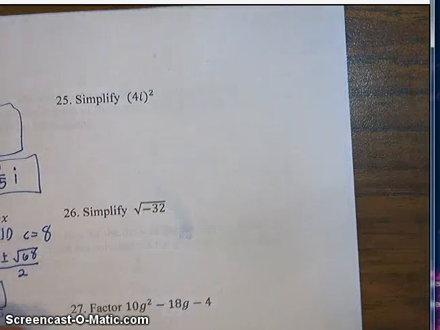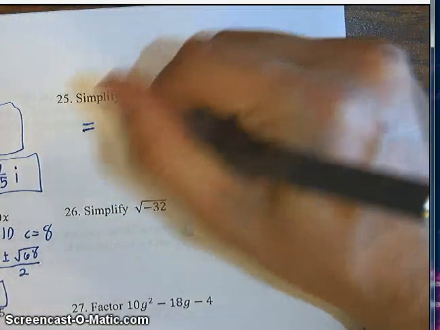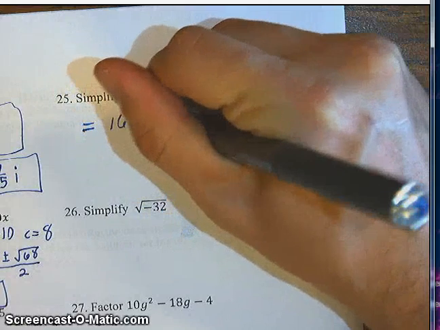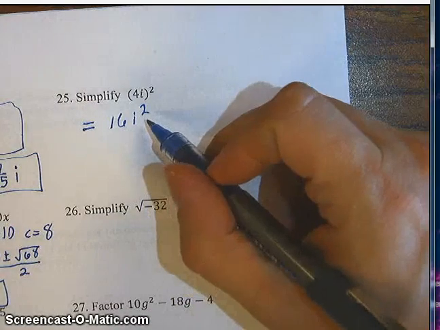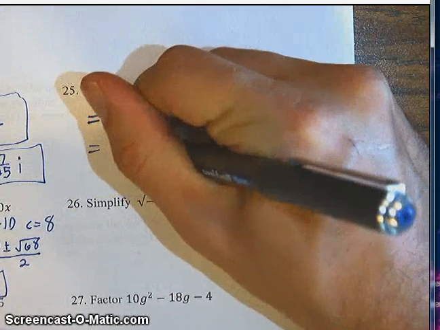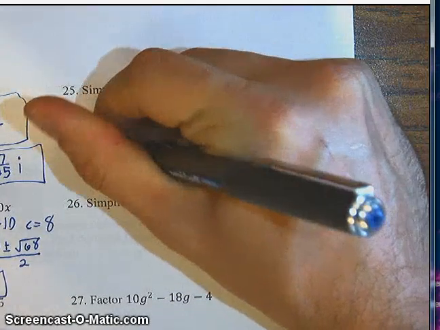And here we're simplifying 4i in parentheses squared. So if we square the 4, that's 16. If we square the i, that's i squared. i squared equals negative 1. So this all just equals negative 16. Negative 16 is the answer.